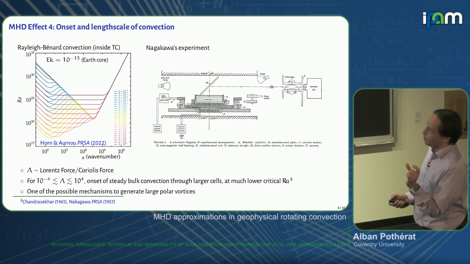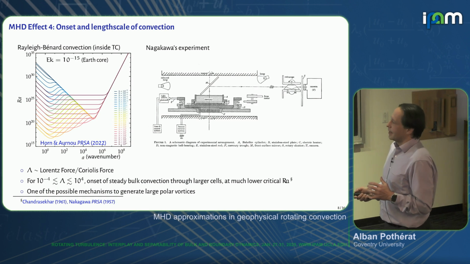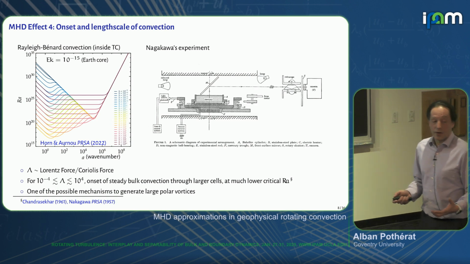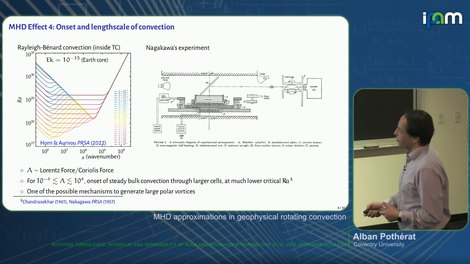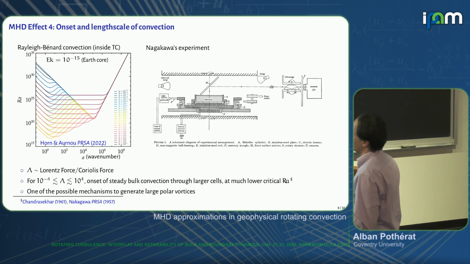So there is a sweet spot for the Elsasser number. Here in this diagram, it's between 10⁻⁴ and 4. It's a pretty wide sweet spot where convection starts with a different mode at a lower Rayleigh number. Okay, so that's the four main effects that I was going to discuss.